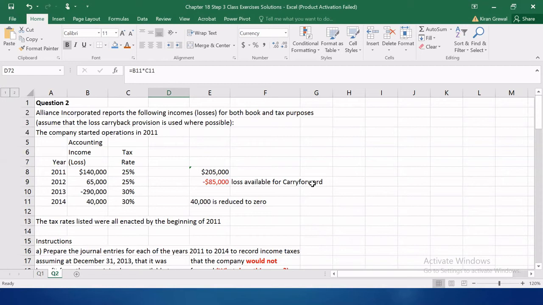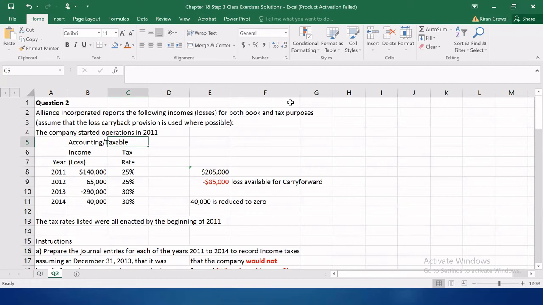So this company reports the following income and losses for both book, so accounting, and tax purposes. Assume that we're going to do the loss carry back wherever we can. Okay, so it's saying for both books and tax, so this is accounting income and taxable income, just to make this easy to follow.